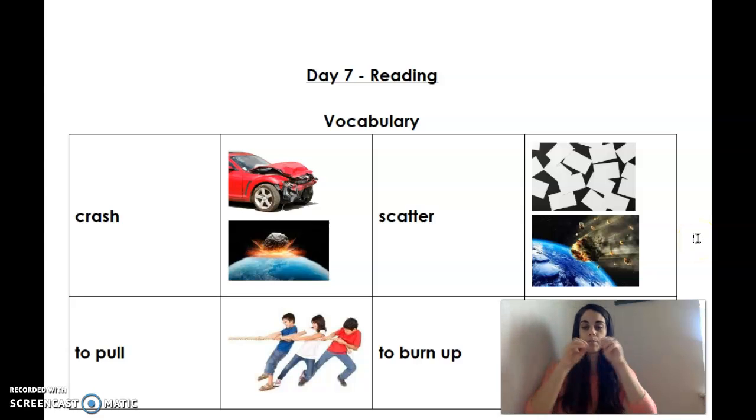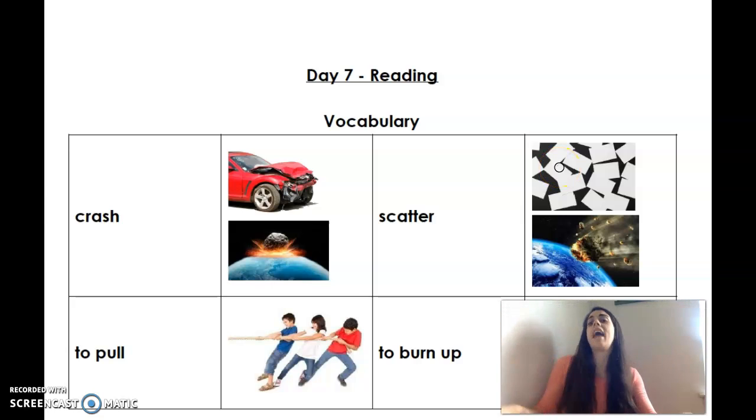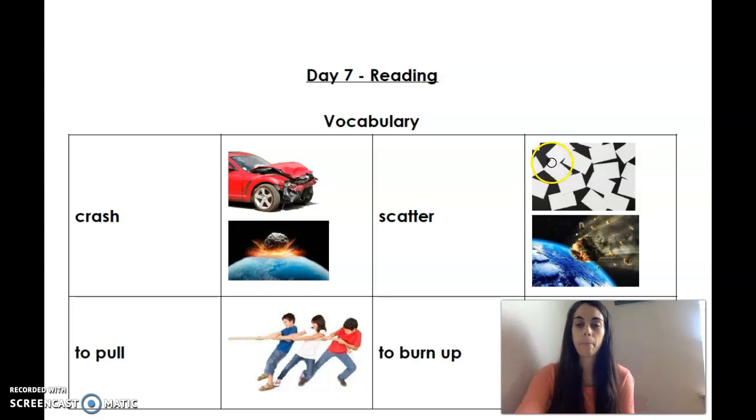Scatter is when many small things spread out. Desperdigarse. Scatter. Here, if I drop a bunch of papers on the floor, they're going to scatter, like in this picture. Here, little pieces of the asteroid are scattering.